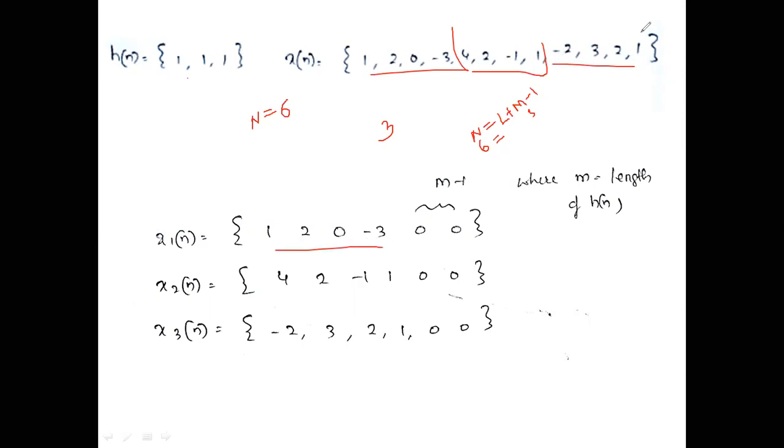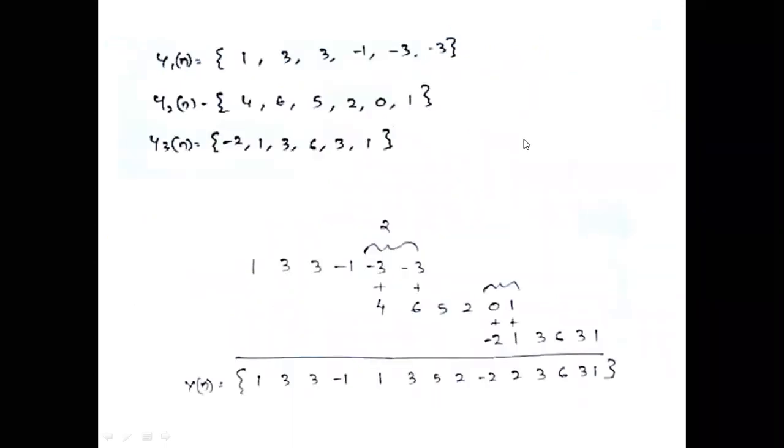And for the last one, if at all there are only 3, then stuff in the remaining zeros. How many zeros are we stuffing in? M minus 1 zeros, so that the total length of the sequence is 6. Then we perform 6-point circular convolution with h of n for each of these, either using the DFT IDFT method or directly, depending on how the question is. Usually on computers, it is done using DFT IDFT. These are the individual answers.